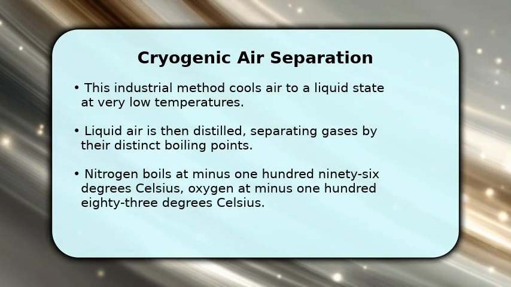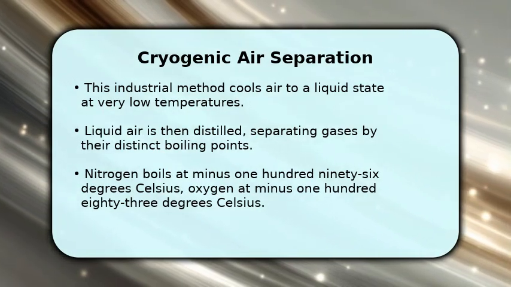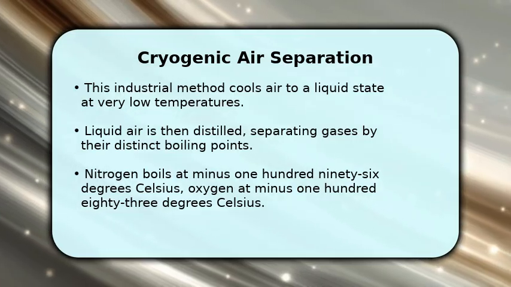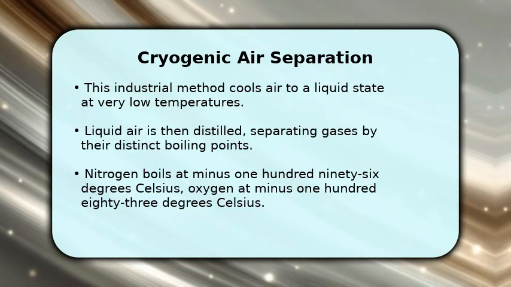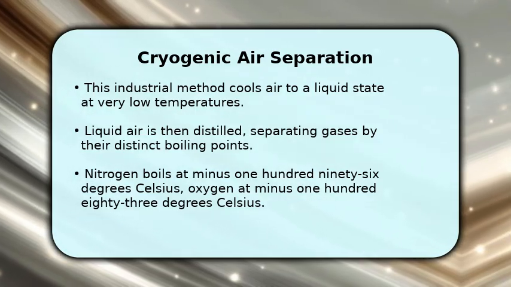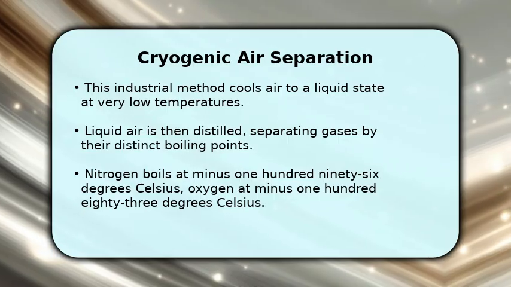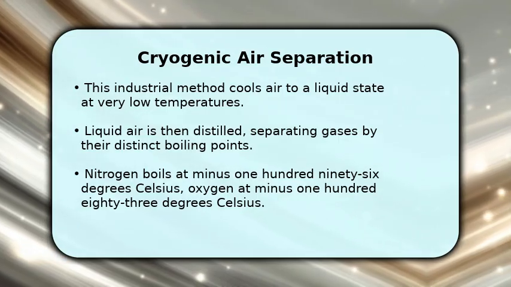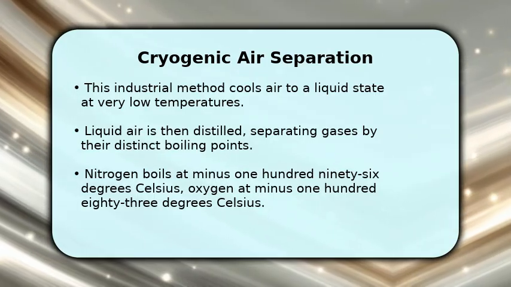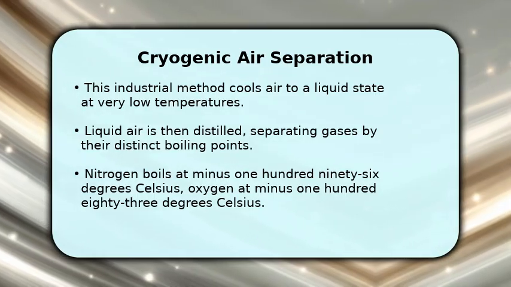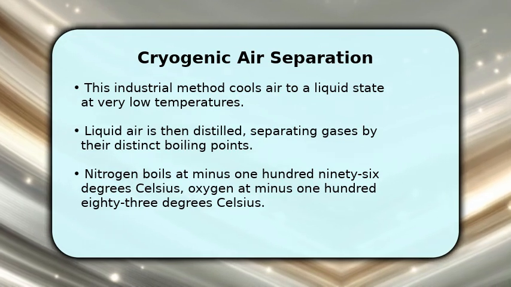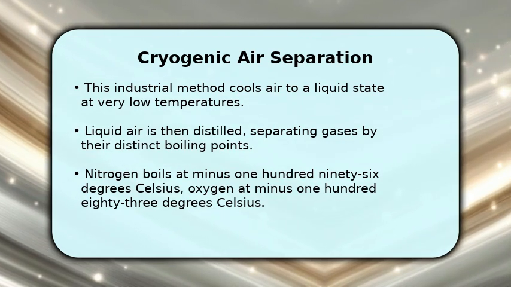One of the most common industrial methods is cryogenic air separation. This process begins by compressing and cooling ambient air to extremely low temperatures, around -200 degrees Celsius, until it liquefies. The liquid air is then carefully warmed in a distillation column. Because nitrogen boils at -196 degrees Celsius and oxygen at -183 degrees Celsius, they separate as they vaporize.